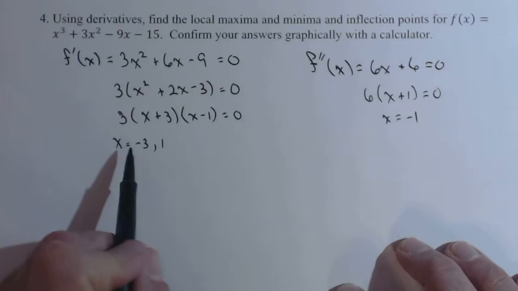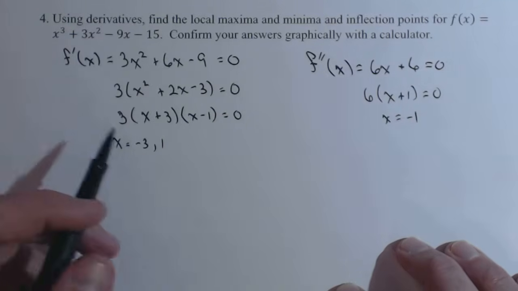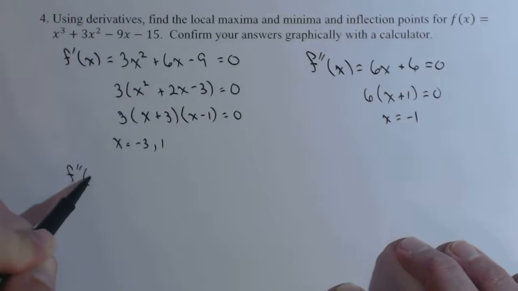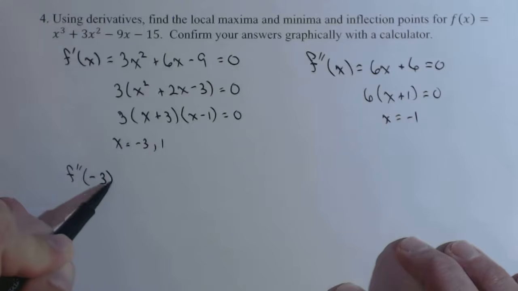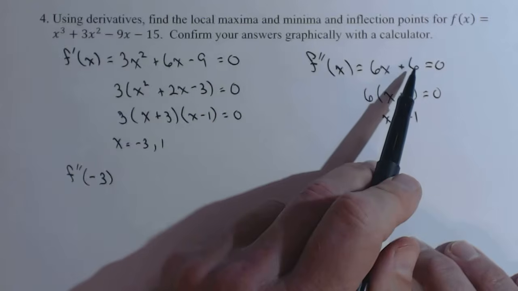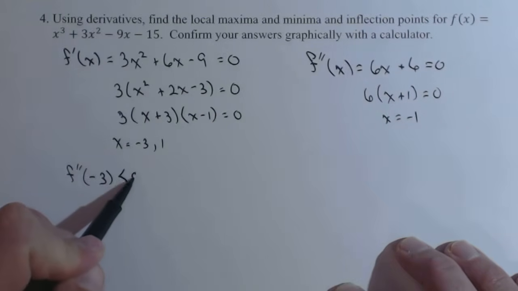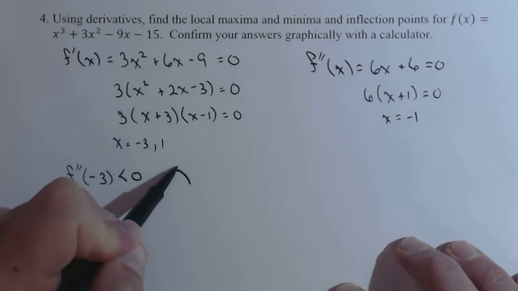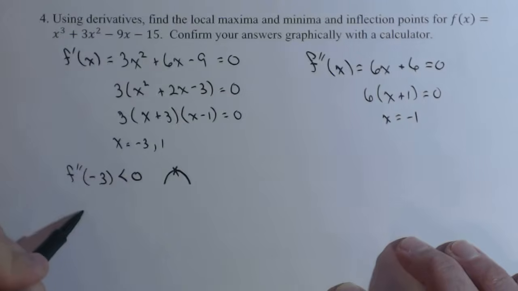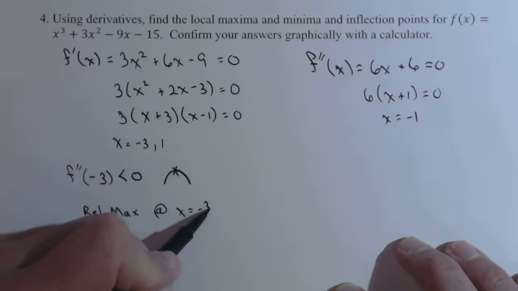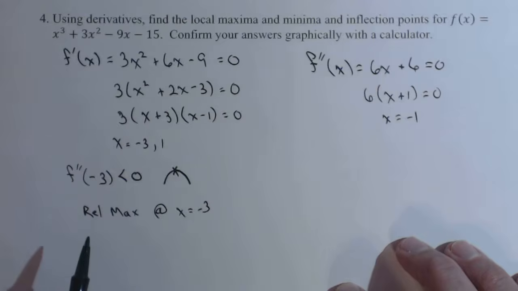Alright, now first let's go and check these and see if we have maxes or mins. And the way we do that is we evaluate each one at the second derivative to see if it's positive or negative. F double prime of -3. If I were to put a -3 in here, I get -18 plus 6, which is a negative number. So remember, if the second derivative is negative, that means it's concave down, which means I have a max. So I have a relative max at x equals -3. And we'll find that as a point in just a second.